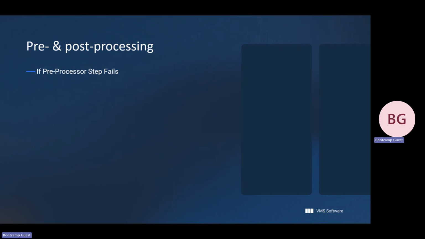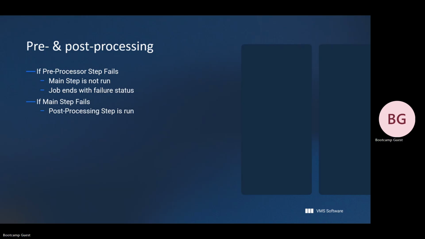So if the pre-processor step fails, the main step is not run. Something's wrong. You need to go investigate. The job ends with a failure status. If the main step fails, the post-processing step is run. The whole idea behind that was, there may be something we need to go out and correct, and maybe we can correct that, and we could actually rerun the main function if we needed to. The job ends with the status of the post processor step.